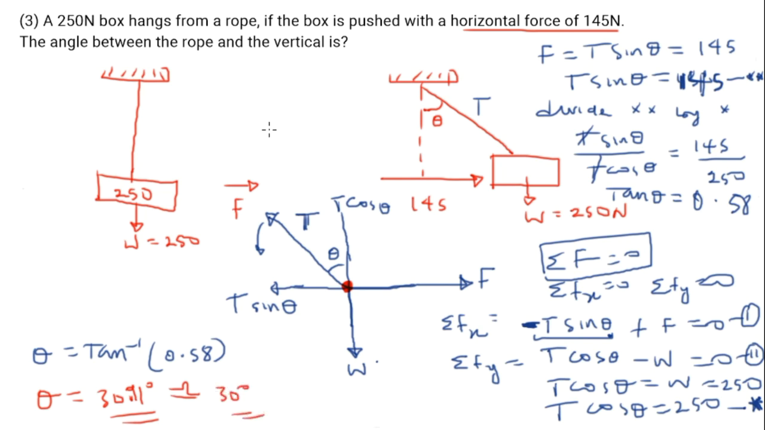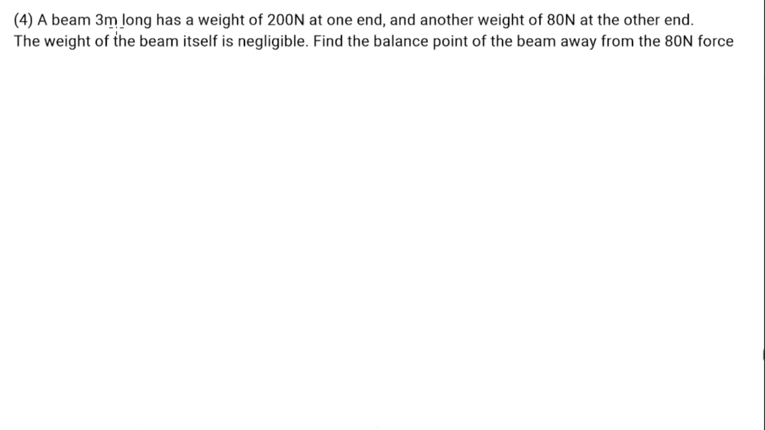Alright, so that's it. A beam 3 meter long has a weight of 200 newton at one end and another weight of 80 newton at the other end. The weight of the beam itself is negligible. Find the balance point of the beam away from the 80 newton force.